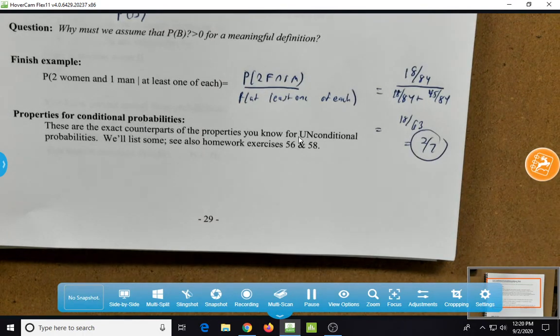Now, there are some exact counter... just like to get going. It's such a great stuff today. Forget to pause to see if you have any questions about that.